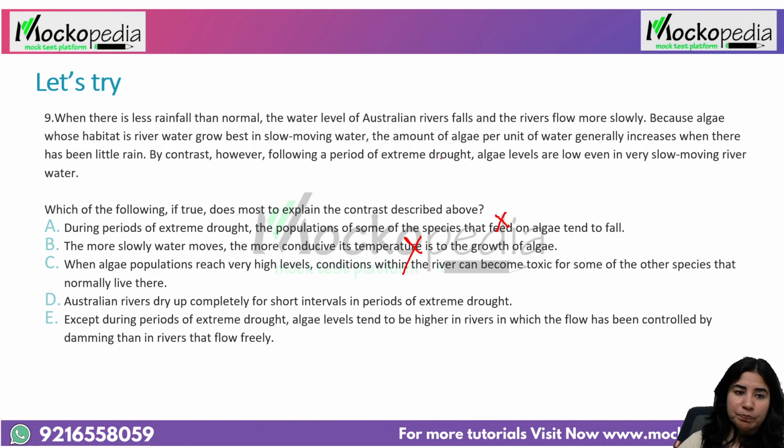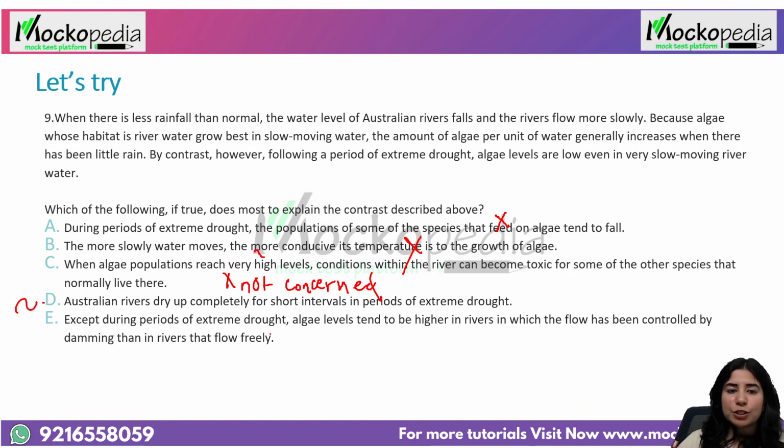So this goes out. When algae populations reach very high levels, conditions where the river can become toxic for other species to live there. So what are we? We are not concerned with other species, right? Not concerned. So this is out of scope again. So come to D. Australian rivers dry up completely for short intervals in period of extreme drought. तो वो कम अब उस for algae to grow you must have some water running but they were completely dry. So this can give us a possible explanation that why this is happening. So we can keep D.